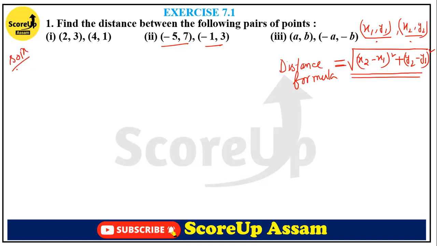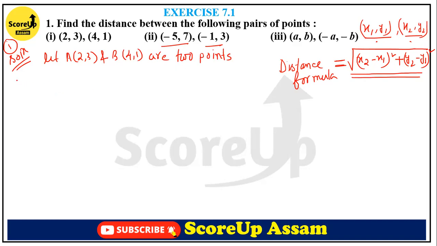Now, let me write the solution. We shall solve question number 1, Roman 1. A (2,3) and B (4,1) are two points.